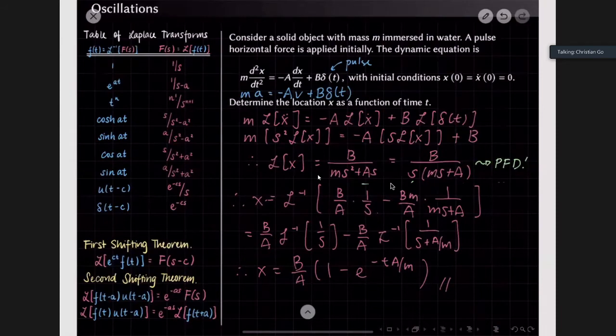It's a negative exponential, right? And that sort of makes sense. There's that initial pulse that pushes your object up at time zero. This is why this function starts at time zero, because the pulse occurs at time zero. So there's already a push up at time zero, and then it's just gonna slowly, by virtue of your restoring force, return to your equilibrium.